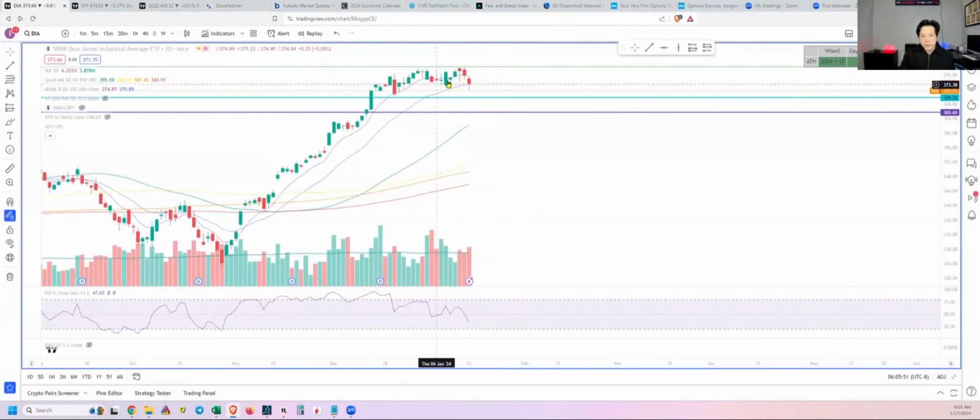Dow Jones pulled back to the EMA 20 yesterday. We're going to open below the EMA 20. So it's looking like we're finally seeing weakness in the Dow Jones that had been leading for the last few weeks, but really just chopping sideways. You can see that. And today we're going to open near the bottom of that sideways chop.